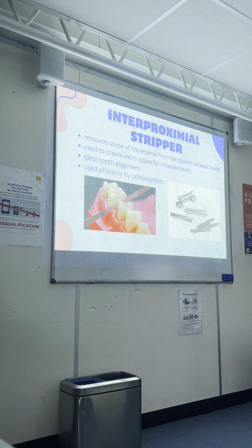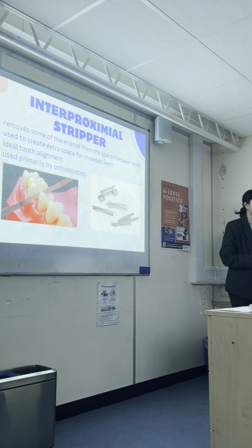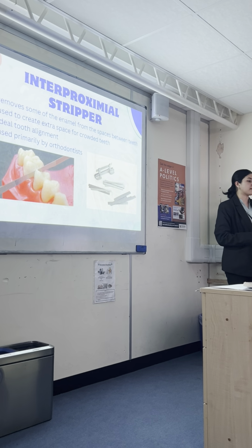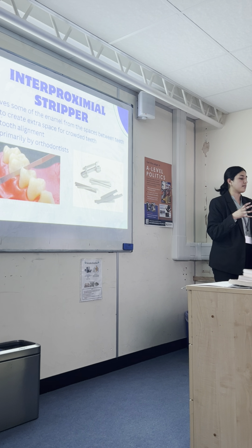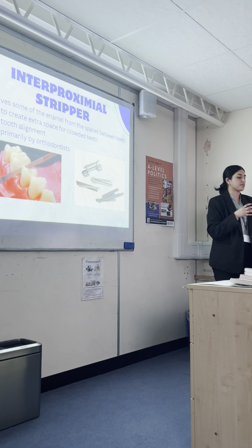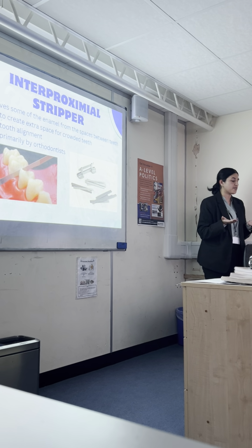So this is an interproximal stripper, which is also used by orthodontists to remove some of the enamel between the spaces of the teeth. And this is normally done to create extra space for crowded teeth and create the ideal tooth alignment. So when you're putting on braces, it makes sure there's nothing in between that can get in the way and make it kind of wonky.